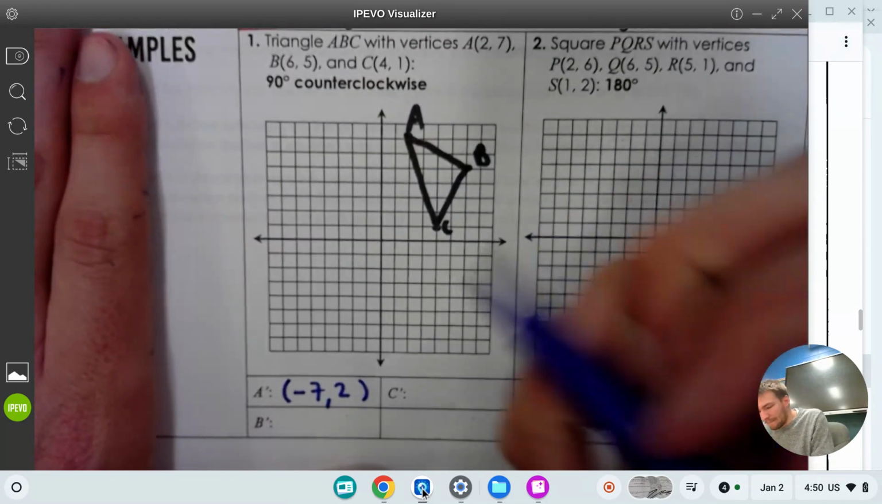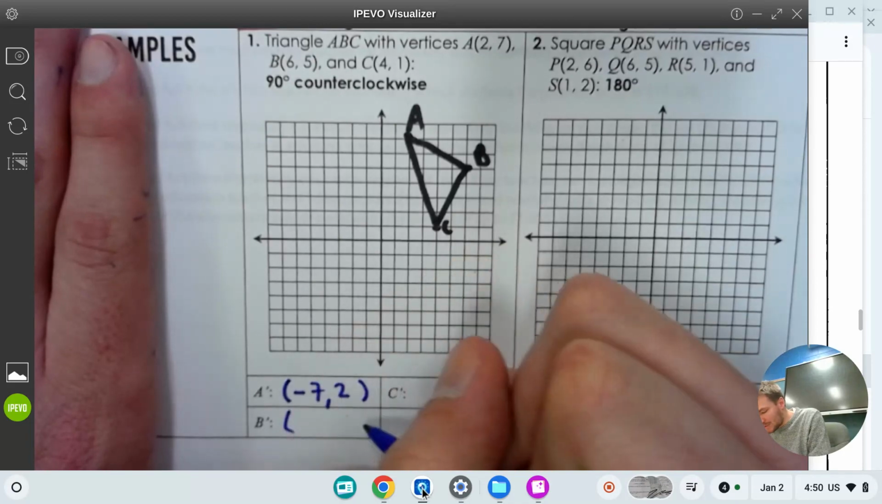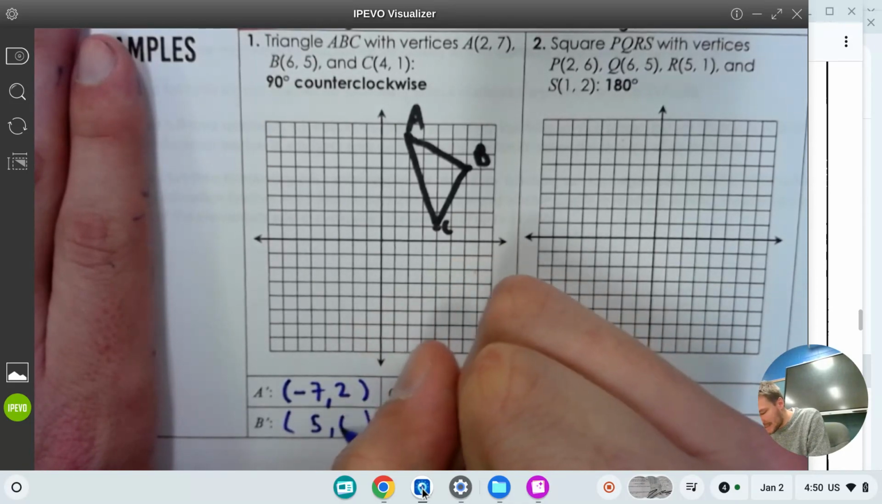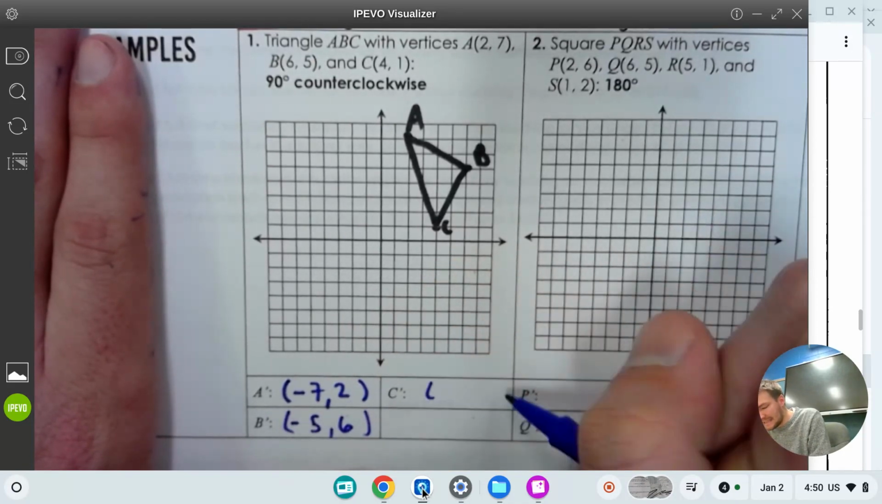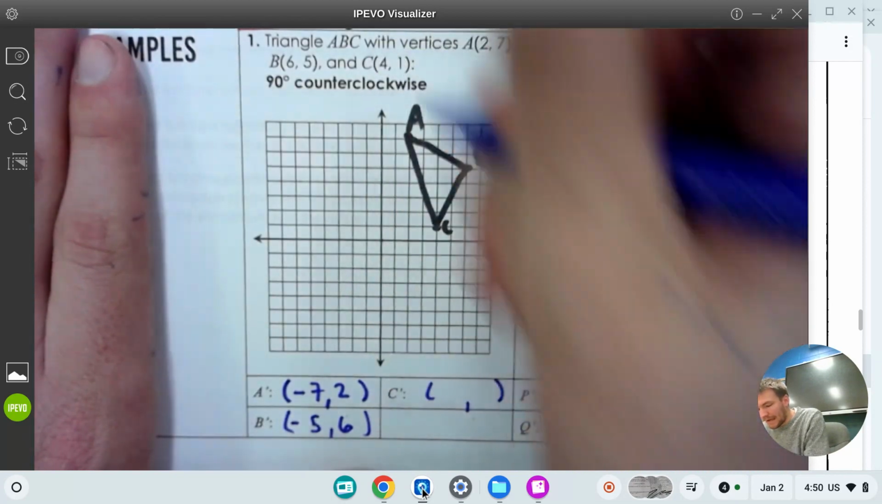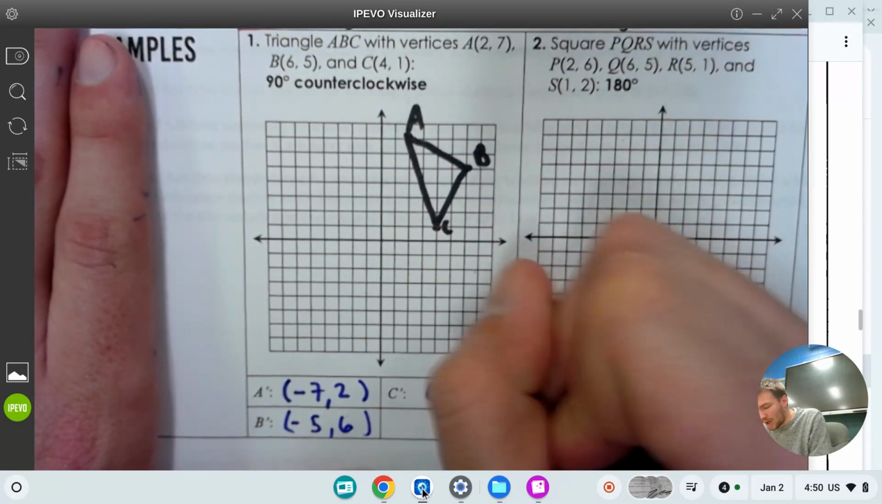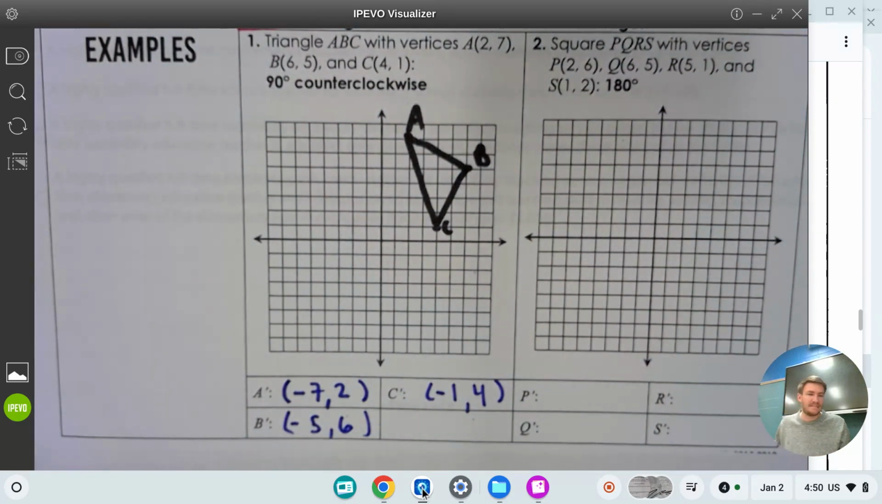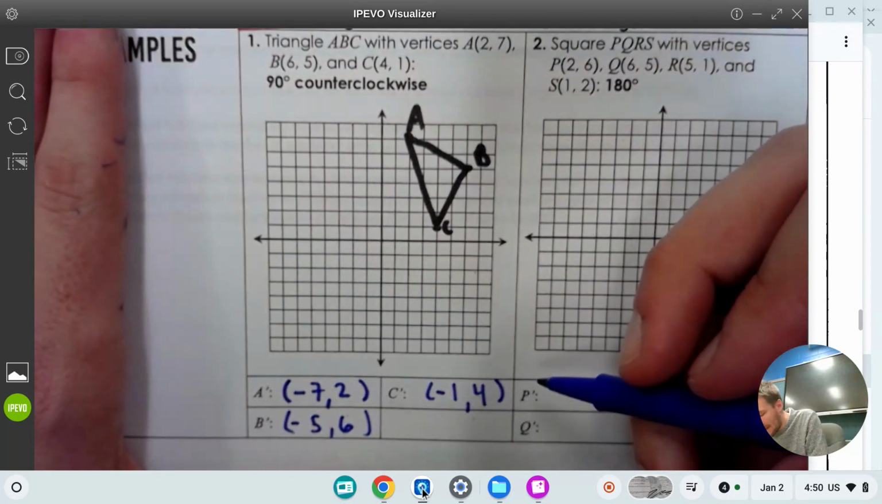Okay, cool, B is 6, 5, so I'm gonna switch it and it's gonna be 5, 6, negative, that's easy. C prime, we got 4, 1, it's gonna be 1, 4, negative, boom. 10 seconds, I did all of them. Let's graph it.